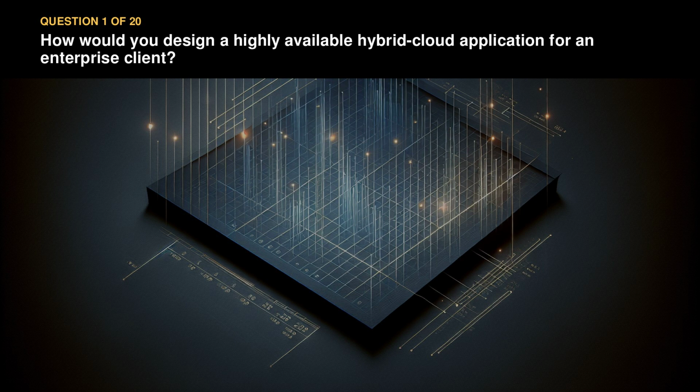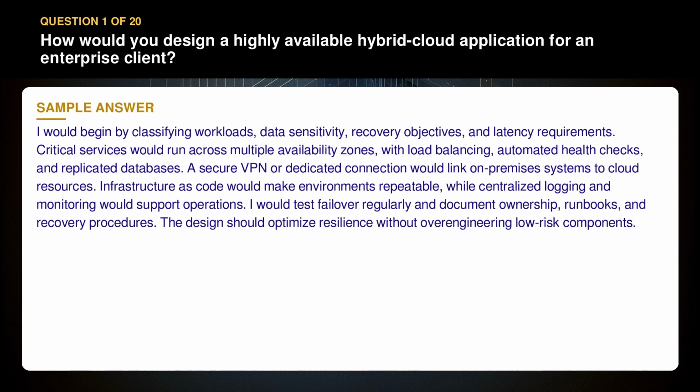Question 1. How would you design a highly available hybrid cloud application for an enterprise client? I would begin by classifying workloads, data sensitivity, recovery objectives, and latency requirements. Critical services would run across multiple availability zones, with load balancing, automated health checks, and replicated databases. A secure VPN or dedicated connection would link on-premises systems to cloud resources.